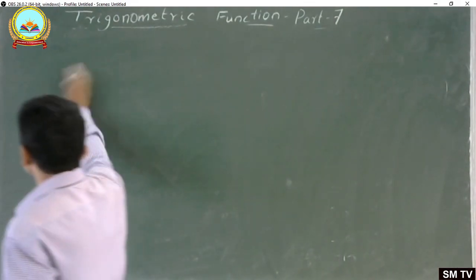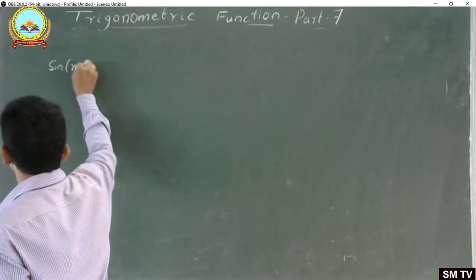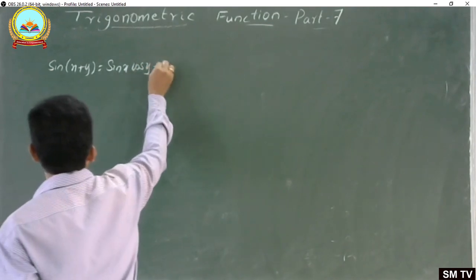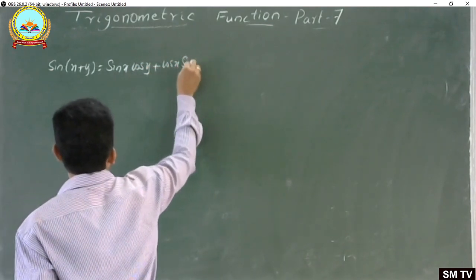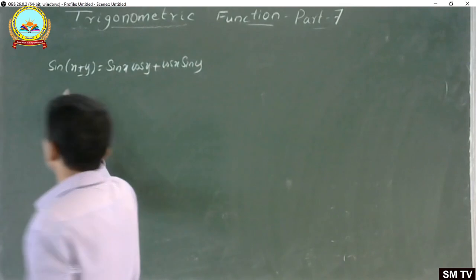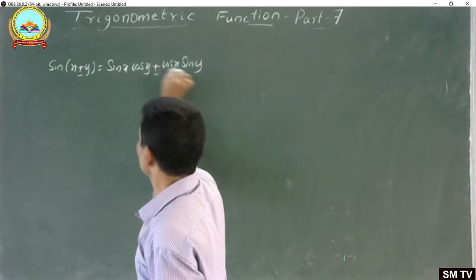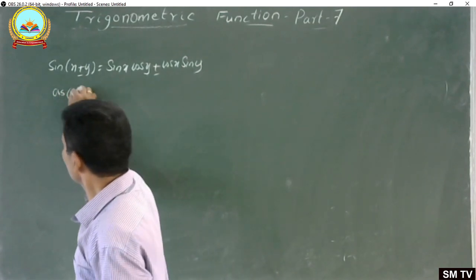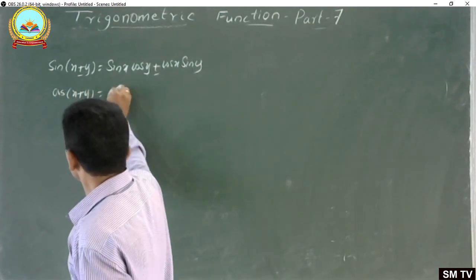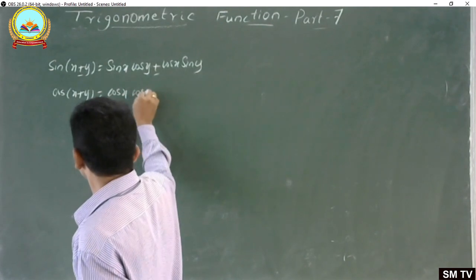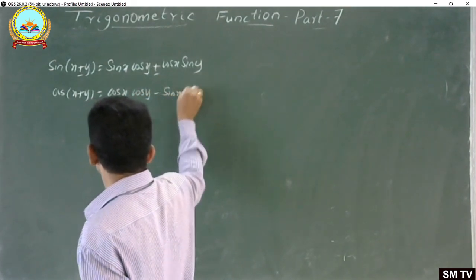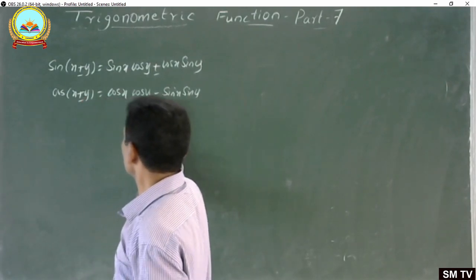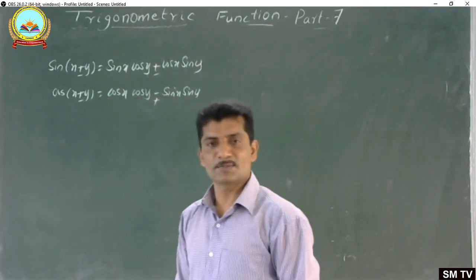In compound angles, you know that the sine of x plus y, its value is sin x into cos y plus cos x into sin y. And sine of x minus y is equal to sin x into cos y minus cos x into sin y. And cos of x plus y, its value is equal to cos x into cos y minus sin x into sin y. And cos of x minus y is cos x into cos y plus sin x into sin y.